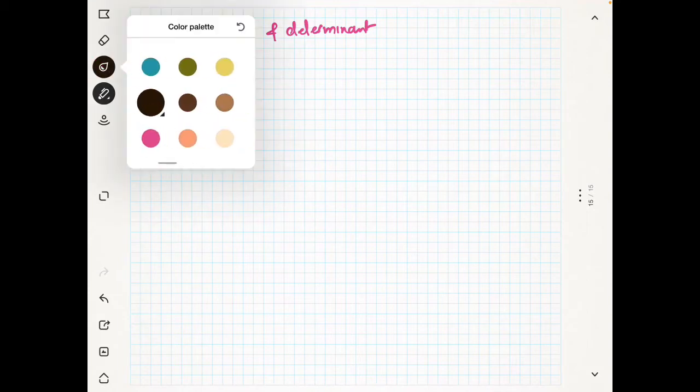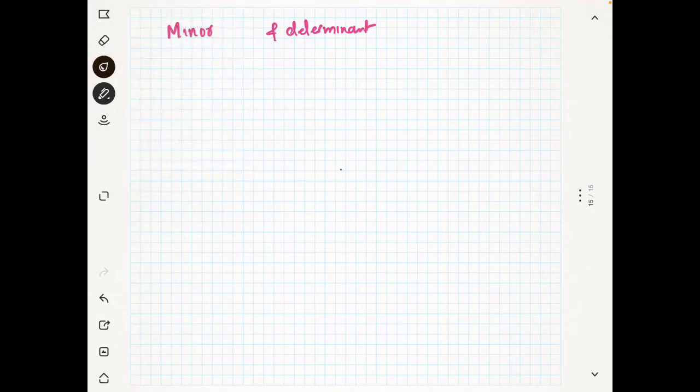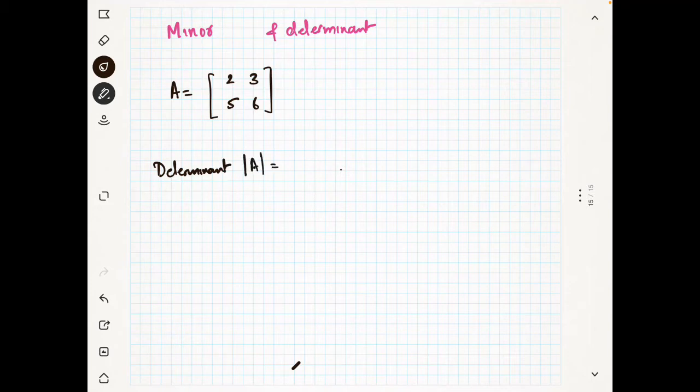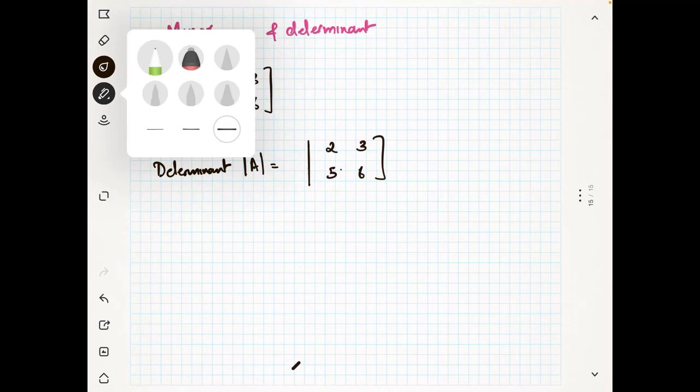You know that suppose you have a matrix. Let's say you have a matrix A which is equal to 2, 3, 5 and 6. Then the determinant of A can be calculated like this. It is usually denoted as the determinant of 2, 3, 5 and 6. Then I told you how to calculate this.